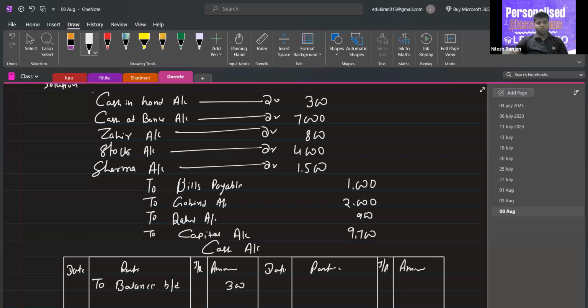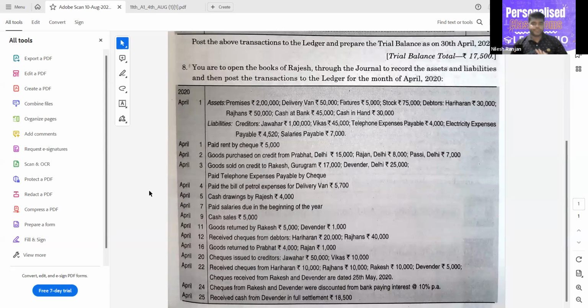Now there is one more question given here. Actually, the whole question in full is your homework. The question number 7 and 8 also. You have to prepare journal entry and ledger. But right now you have to write these balances that are given on April 1st. You can see.